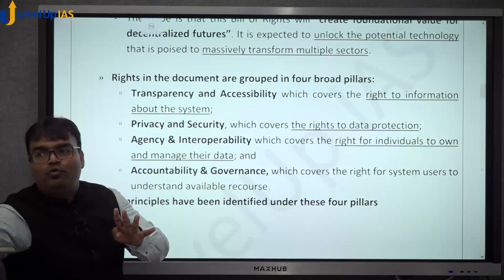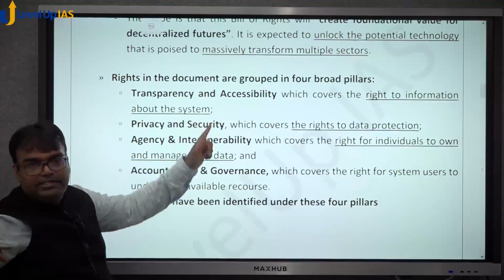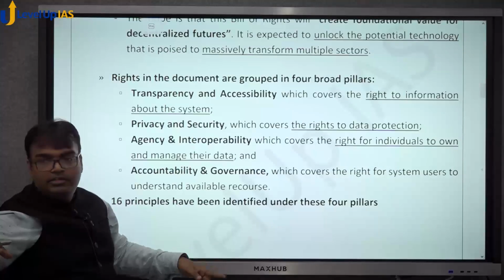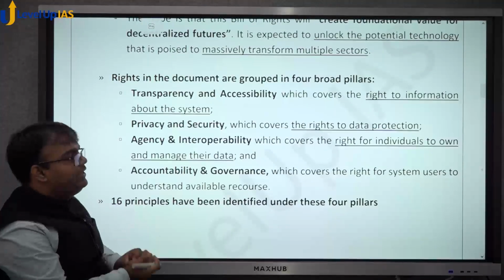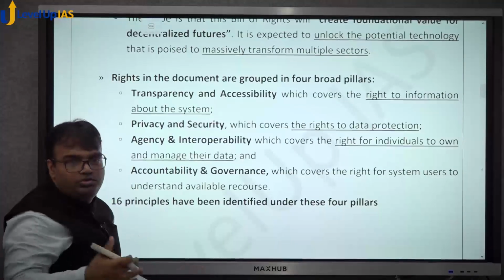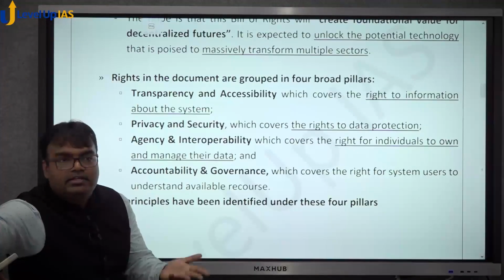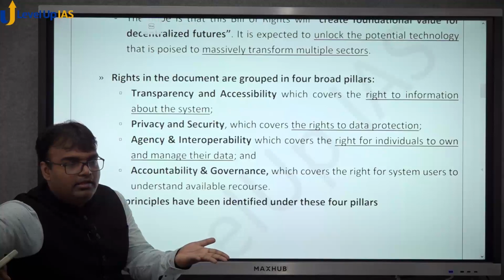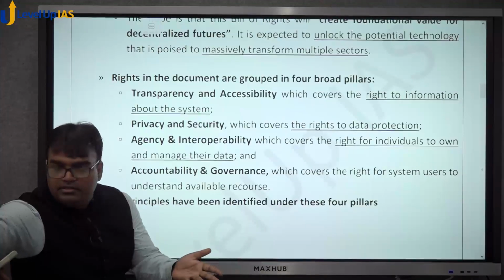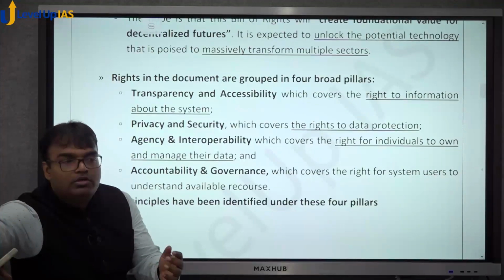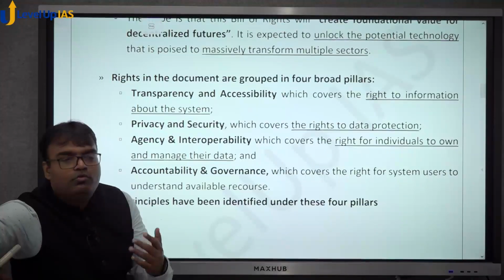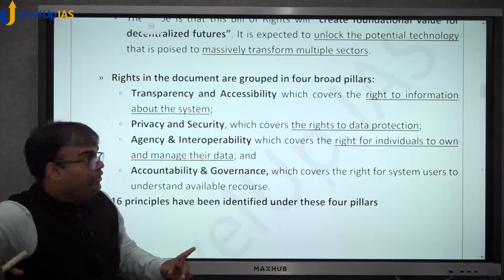Those are divided into 4 broad categories: transparency and accessibility. This transparency and accessibility basically would talk about the user who wants to use a particular application. That user should understand the extent to which his data would be exposed, what is the purpose of that application, what are the threats, what are the benefits, those kind of things.